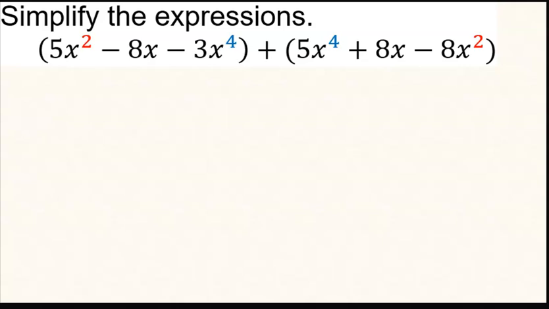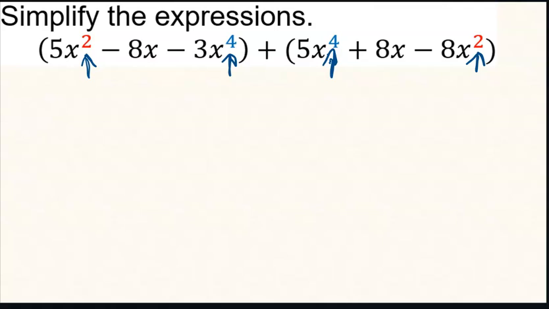What I did is I color-coded the like terms based on their exponent, or this little number here. And we could see here that the 5x squared, the little 2, is highlighted red, while the little 4 is highlighted blue. The little red numbers are like terms. That makes the 5x squared and the negative 8x squared like terms. The negative 3x to the fourth and the 5x to the fourth are also like terms.